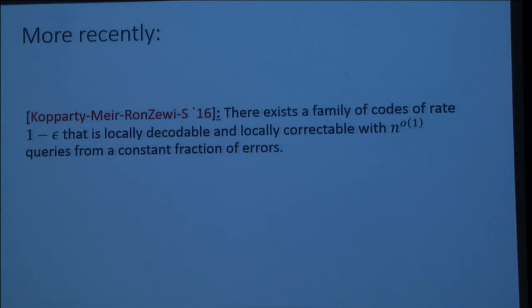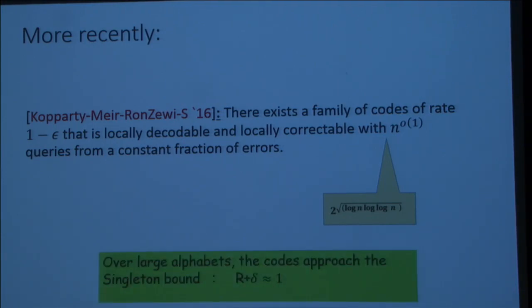Very recently, there was work with Swastik, Orr, and Noga, where we got codes again of high rate that were locally correctable from a constant fraction of errors with now n to the little o(1) query complexity. So all the others had n to the beta query complexity for beta constant. Here you can get n to the little o(1) query complexity, and this n to the little o(1) is some function which is super polylog and sub polynomial, like n to the root log n log n. That's the best we know how to do today.